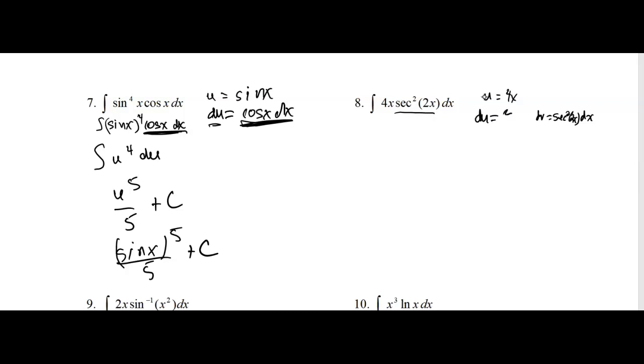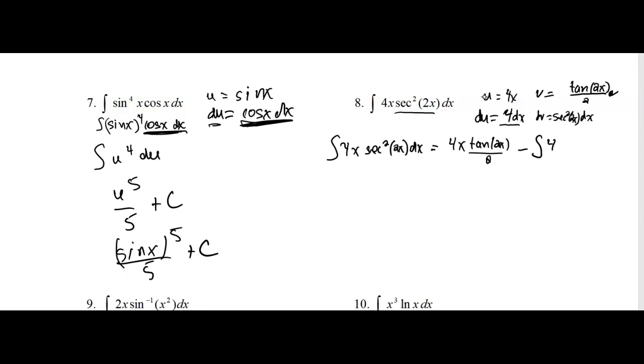We would then take the derivative of u, giving us 4 dx. We would do the antiderivative of our dv. That would be the tangent of 2x, and then we'd have to divide by that coefficient. So the antiderivative, you have the formula written out on page 1, is u times v. So that's the 4x times the tangent of 2x over 2, minus the integral of v du. So that would be the 4, and then up here's your v, so 4 times tangent of 2x over 2, and then our dx.